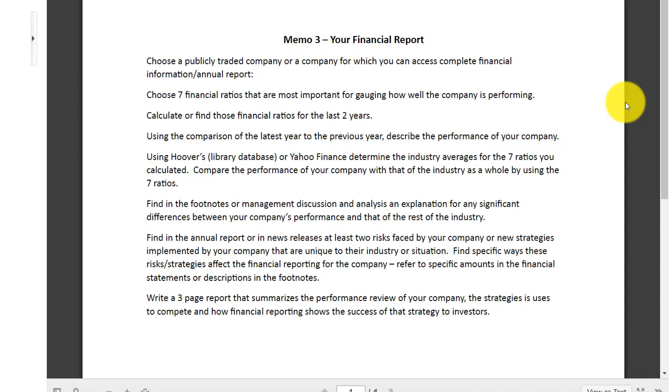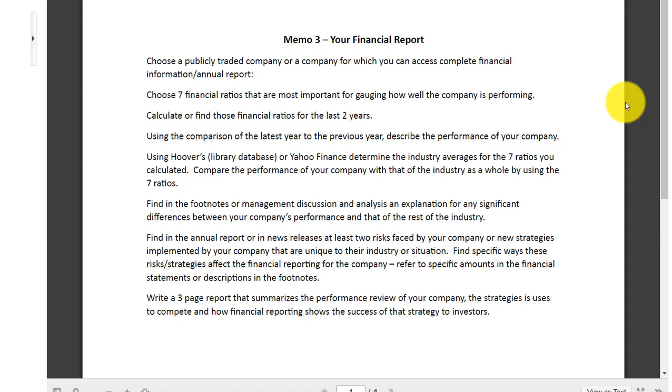So, for instance, if you were to choose a service company, something that provides a service, say like Google, they would not care about inventory turnover, because inventory isn't an issue. Why would they care if their inventory turned over quickly? They would be using different ratios.